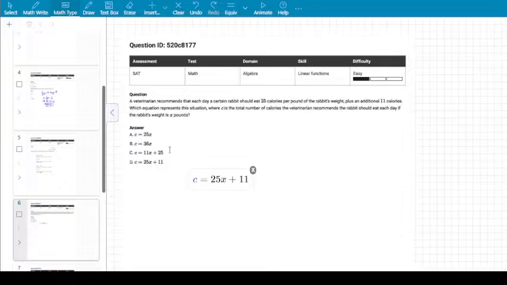So that means this should be the right answer. Option number D, because we have 25 times the weight of the rabbit plus an additional 11 calories. So D is the correct answer.